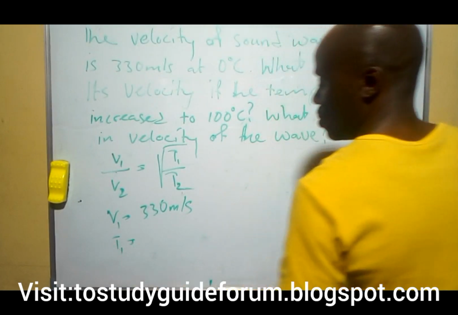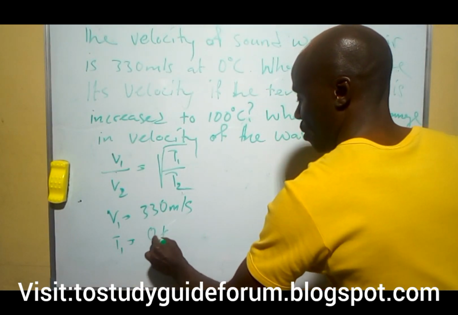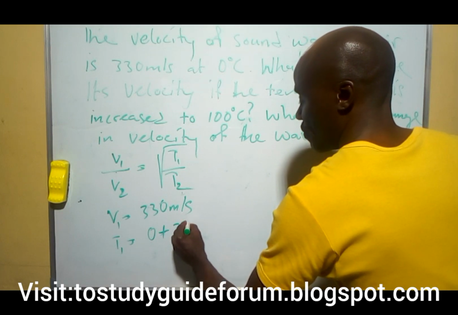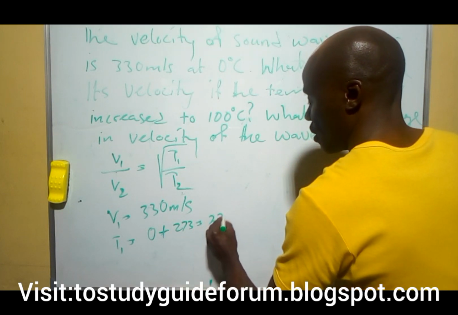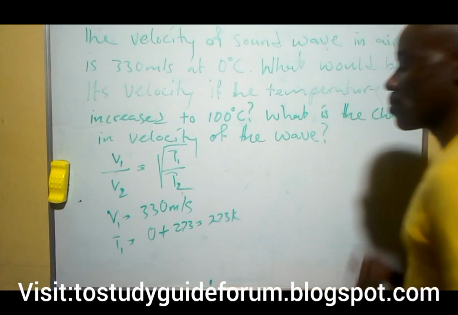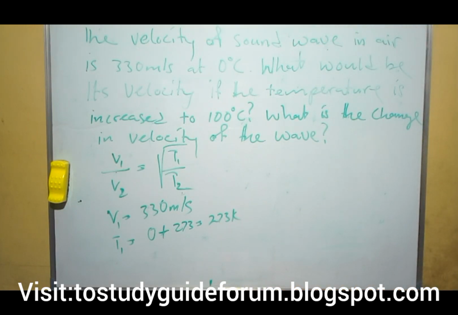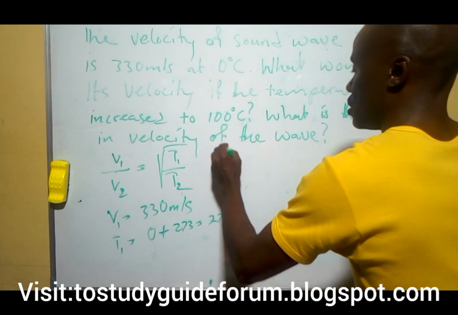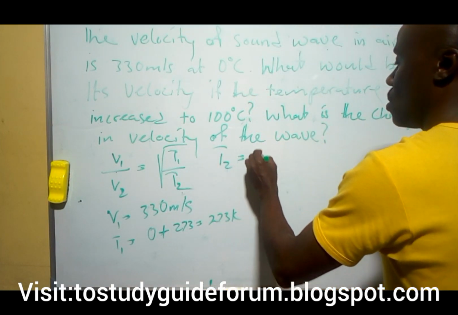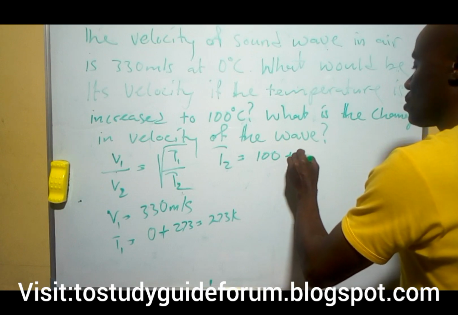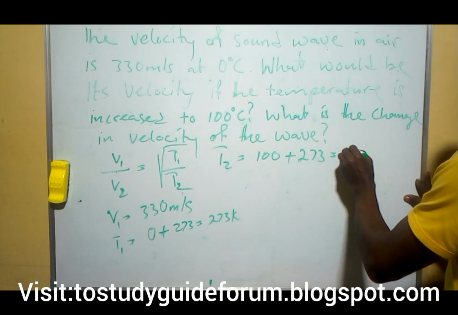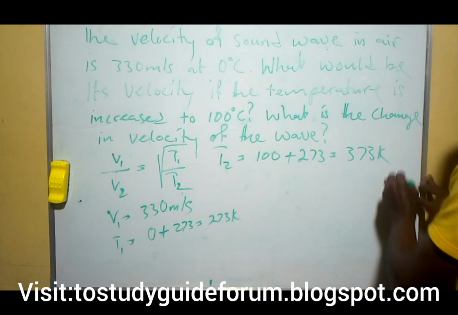and the temperature T1 is 0 plus 273. That will give us 273 Kelvin. Alright, the next one, we are looking for the temperature T2. The T2 is equal to 100 degrees plus 273. That will give us 373 K.